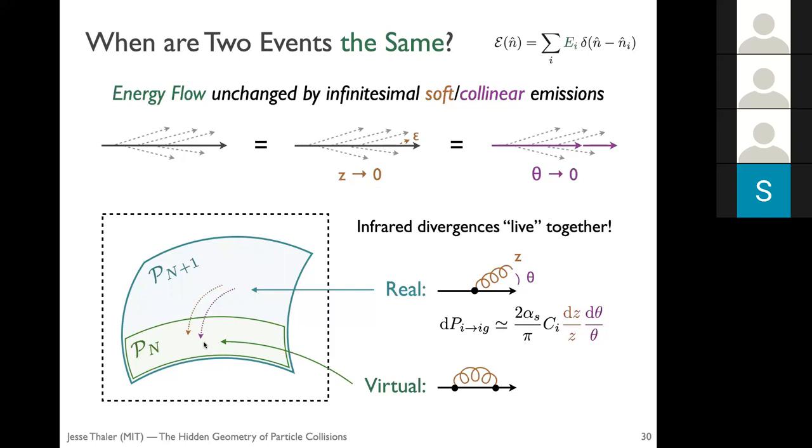What's really nice about this energy flow space is that this nesting of these manifolds tells you that real and virtual divergences essentially live in the same space. So that's why this way of thinking is in some sense more natural than thinking about Lorentz invariant n-body phase space, because the divergences end up coexisting in this abstract space. And that's one of the advantages of working with this energy flow.